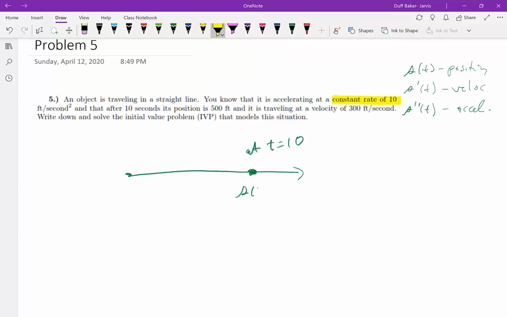Right, so here, that would tell us that at all moments in time, the acceleration is just a positive 10. And then at t equals 10, its position is 500, so that says that S at time 10 is 500. And we also know that its velocity at 10 seconds is 300 feet per second. So that says the velocity, s prime, at time 10 is 300.